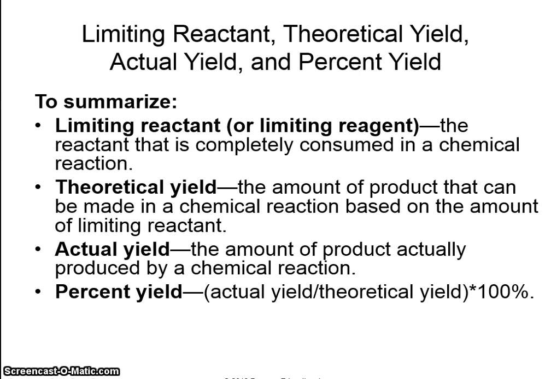Here are the definitions of limiting reactants, theoretical yield, actual yield, and percent yield. Limiting reactants are the reactants that must be completely consumed in a chemical reaction to make the product that you're interested in creating. Theoretical yield is the amount of product that can be made in a perfect chemical reaction. In other words, nothing is lost. The actual yield is what you're actually going to produce. The percent yield is the actual yield over the theoretical yield, and it's never over 100.